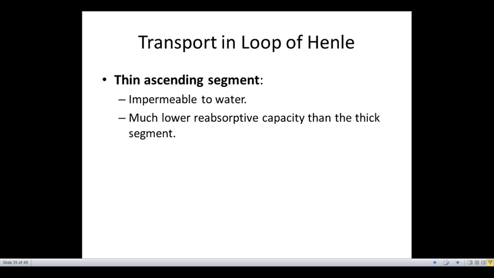Thin ascending segment is completely impermeable to water, and it has much lower reabsorptive capacity than the thick segment.